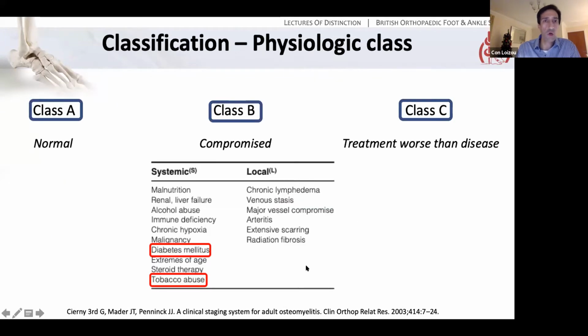Now, the physiologic classification by Cierny and Mader divides osteomyelitis into class A, class B, and class C host. Now, class B host is compromised, and it can be compromised either in a systemic or local way, or both. And common risk factors are diabetes and smoking. So you have 4 anatomic types, you have 3 physiological classes, and therefore you have 12 overall stages. And stage 3B, which is the localized and a compromised host, is a common stage that we normally see.